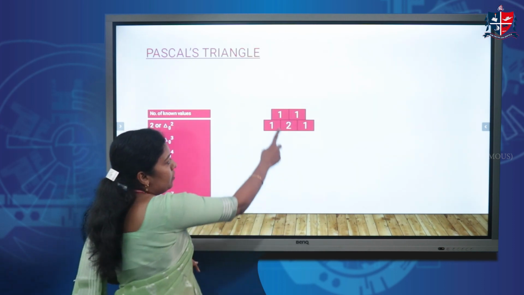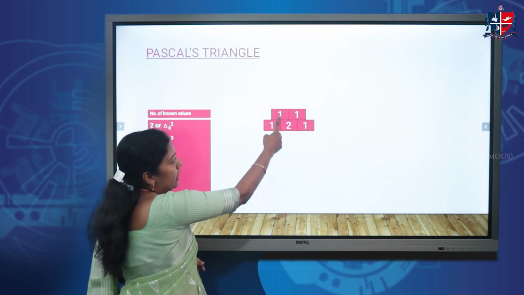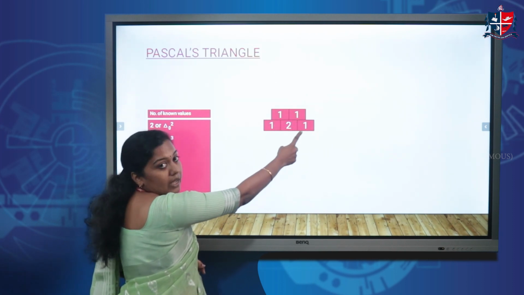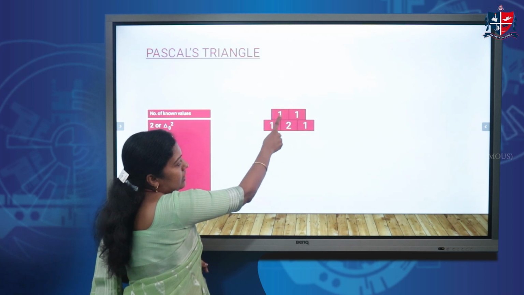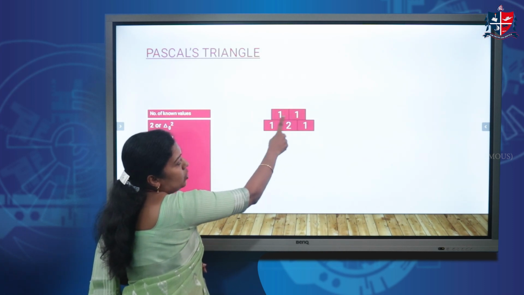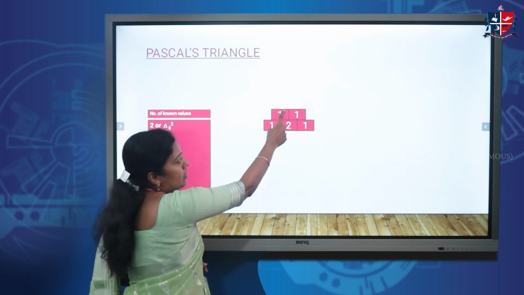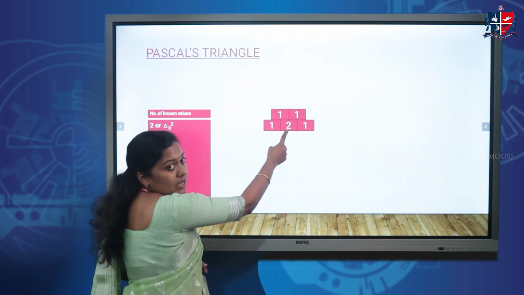Okay, so first we have to write 1 and 1, then bring down the 1 and 1 to the left and right extreme. Then in the first line we have 1 and 1, we have to add them together. So the sum of the first line comes to the middle of the second line.